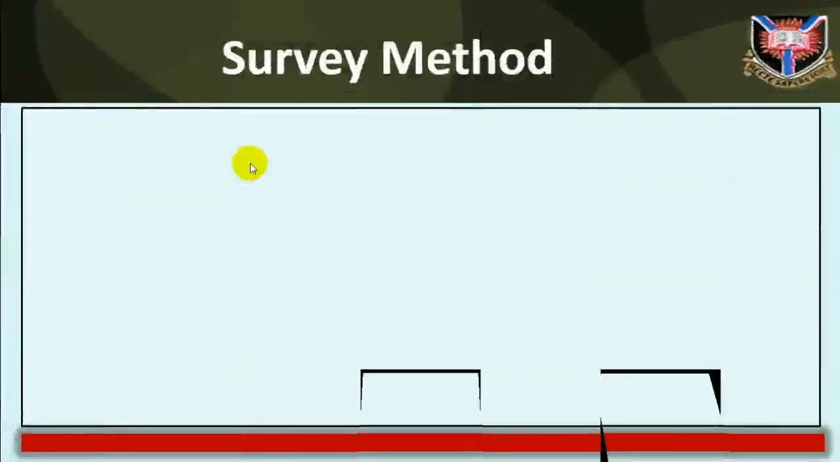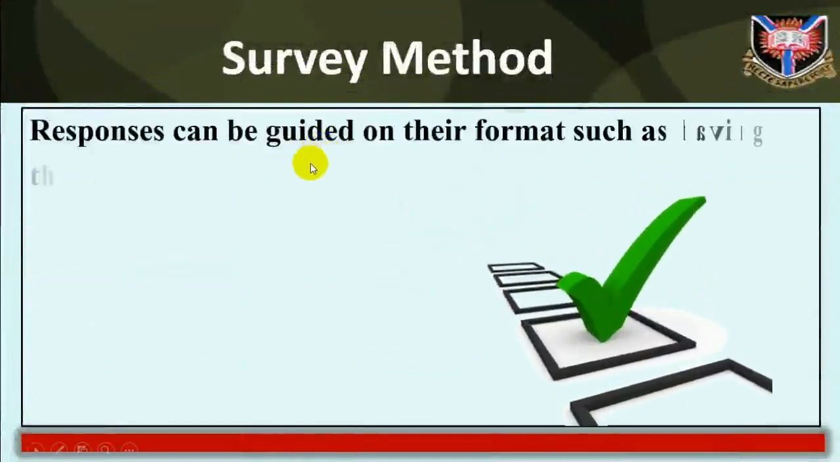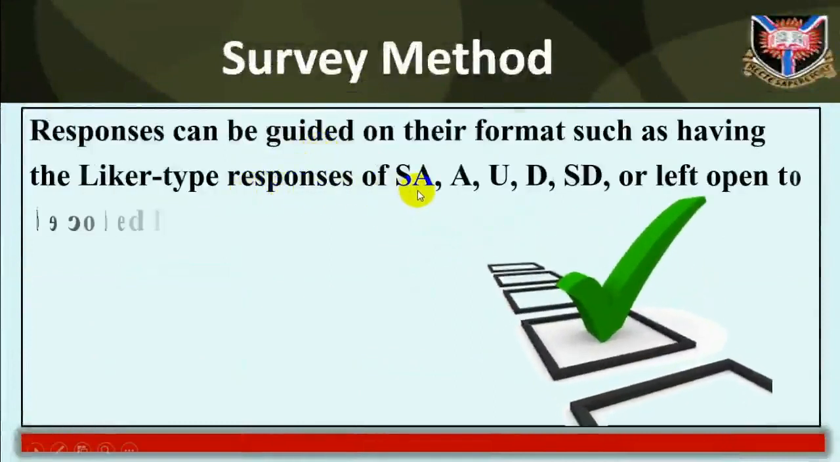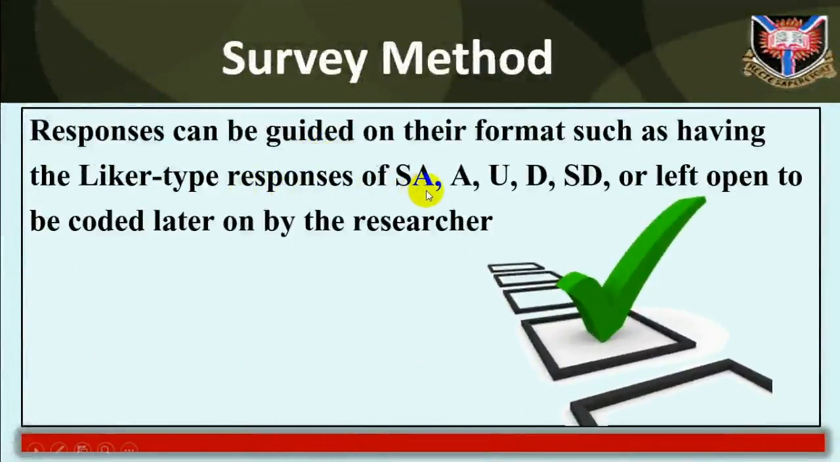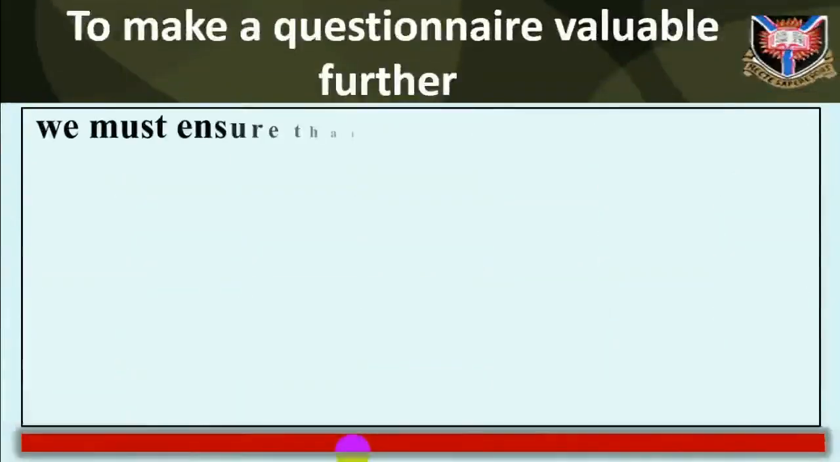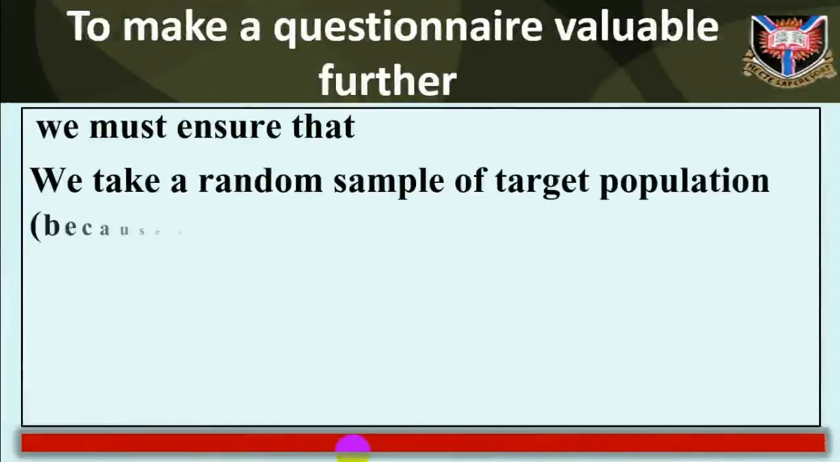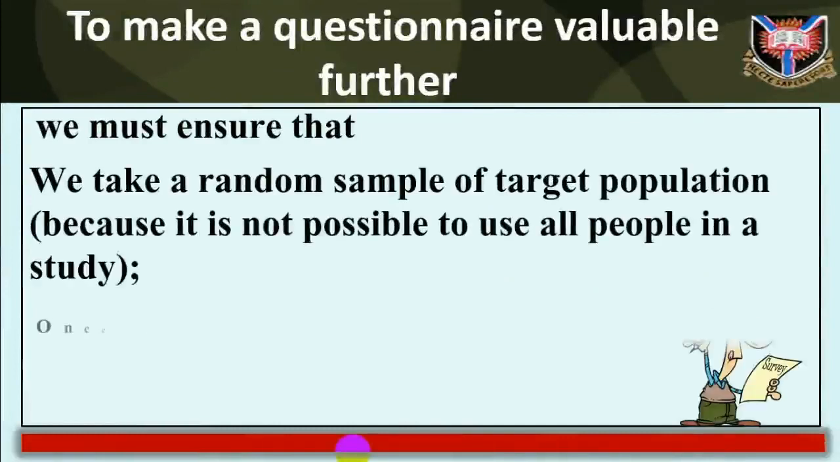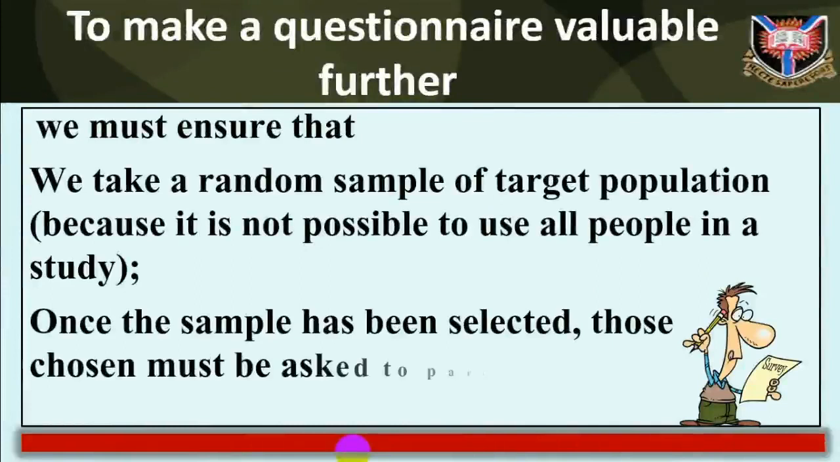Respondents' responses can be guided by formats, such as having the Likert-type responses: strongly agree, agree, undecided, disagree, or strongly disagree, or left open to be coded later on by the researcher. The important thing is that the questionnaire is valid if it measures what it purports or is intended to measure, while it is reliable if it is reproducible, dependable, and consistent in its measurement.